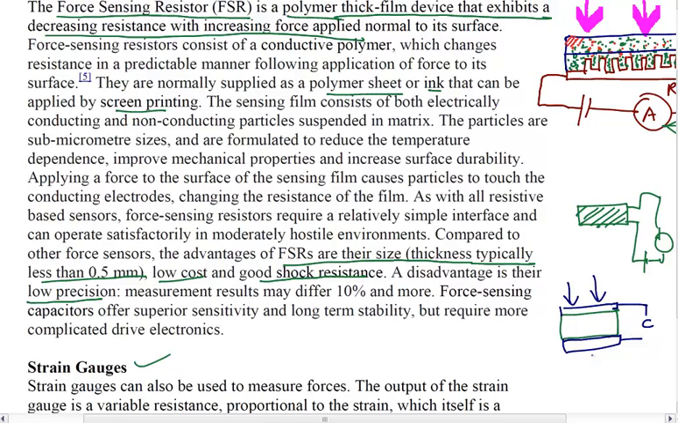Now suppose force is applied on either side. This material will compress, and the distance between the plates will go down. When the distance between the plates goes down, the capacitance value changes. So we can measure the force by the changing capacitance value. And as far as sensitivity is concerned, these force sensing capacitors are more sensitive. But obviously, it requires more complicated electronic circuits to detect.